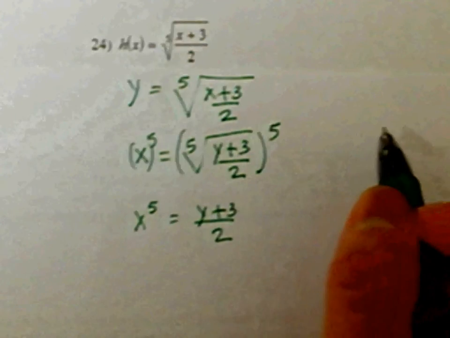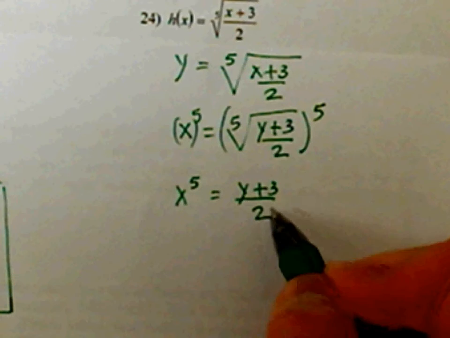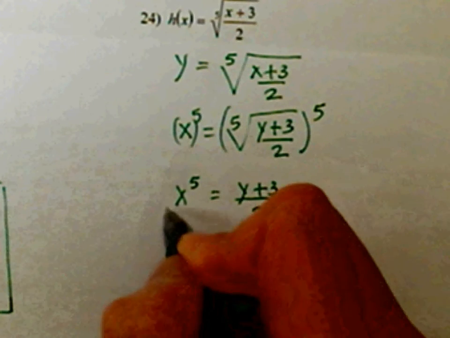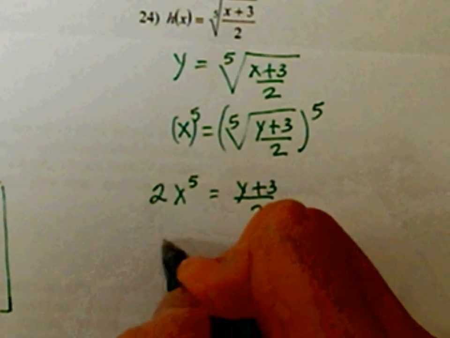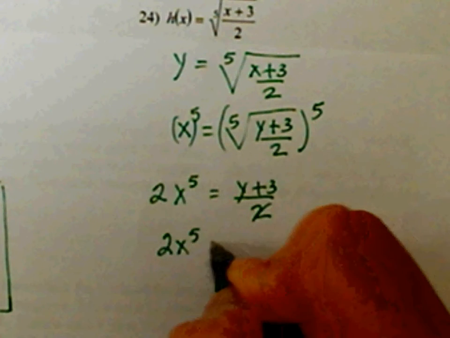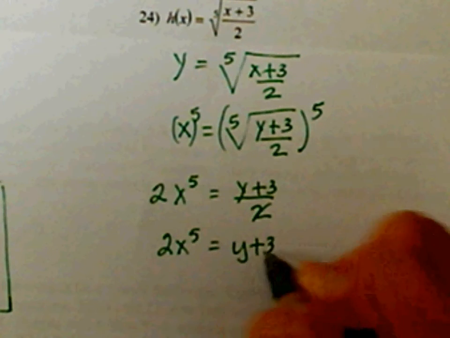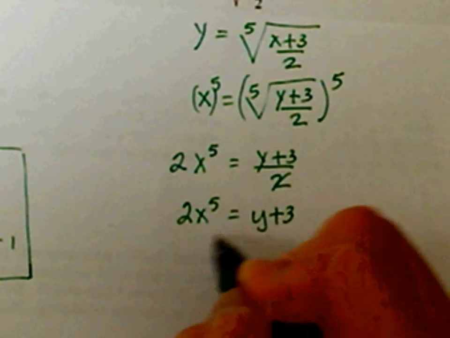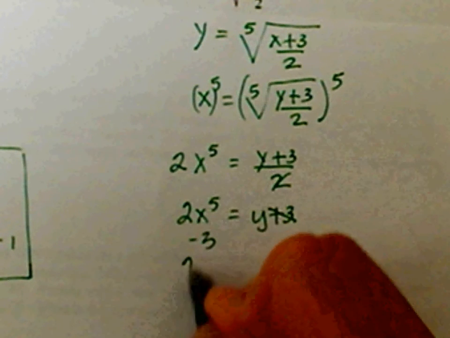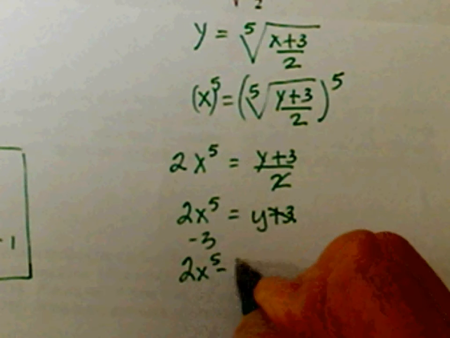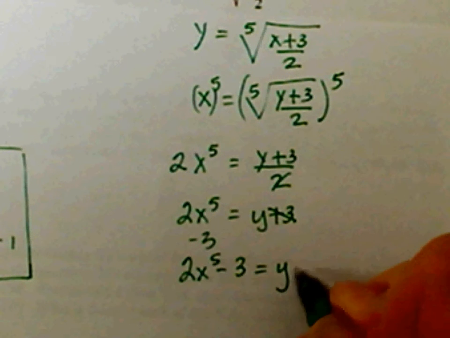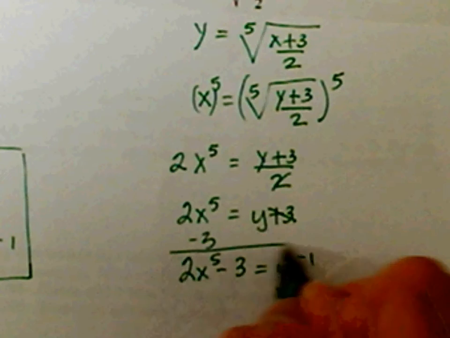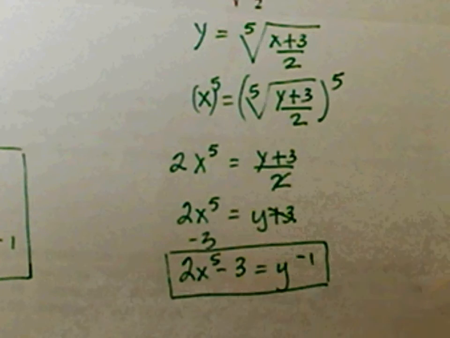Okay? Continue to solve. How do you get rid of this 2? You multiply it times 2. So now you have 2x to the 5th is equal to y plus 3. Solve for y. How would you solve for y? Subtract 3. So now you have 2x to the 5th minus 3 is equal to y. Add a negative 1 because you're telling me that's an inverse. And there you have your solution.